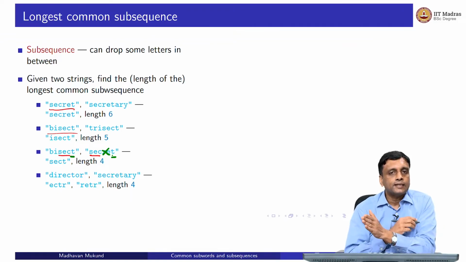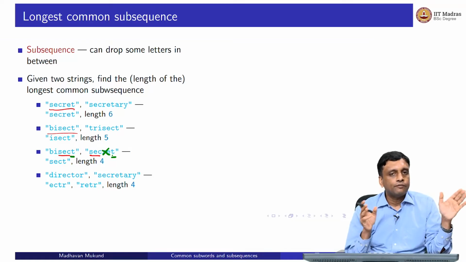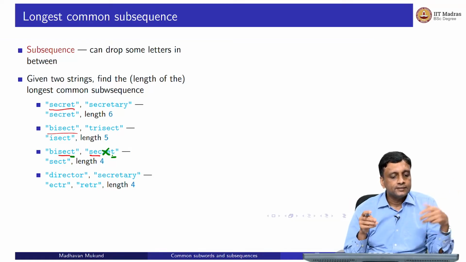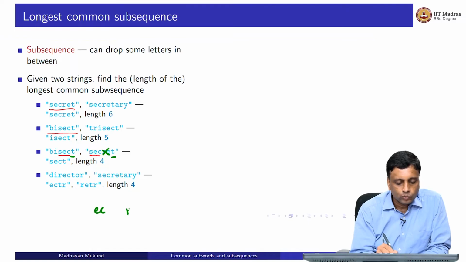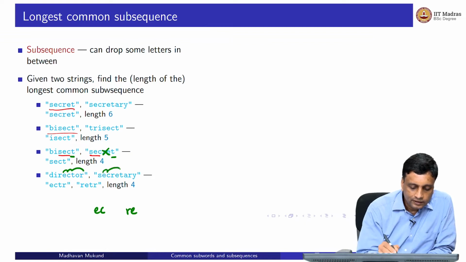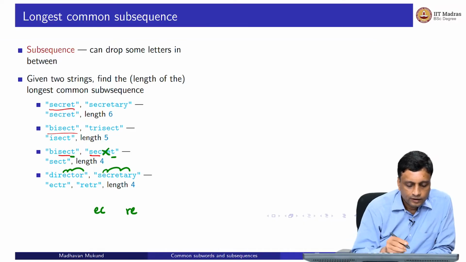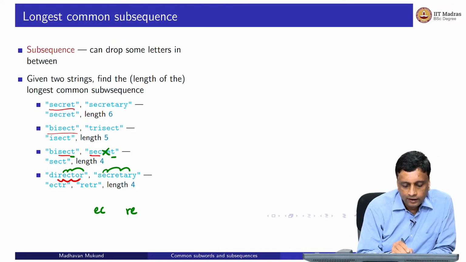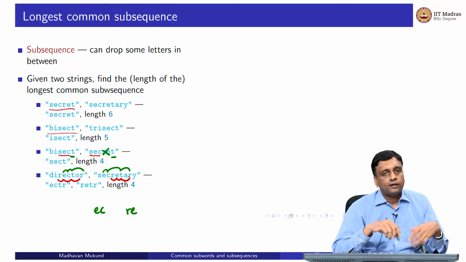So, in a subsequence, as I am going left to right, I am allowed to delete some letters from either of the two until I find the longest match with deletions. Similarly, if I look at director and secretary, earlier we could only do 2, we could do EC or we could do RE, but now I can skip along and say, okay, ECTR, ECTR, or I can say RETR and RETR. So, by allowing some skipping, I get a longer subsequence.